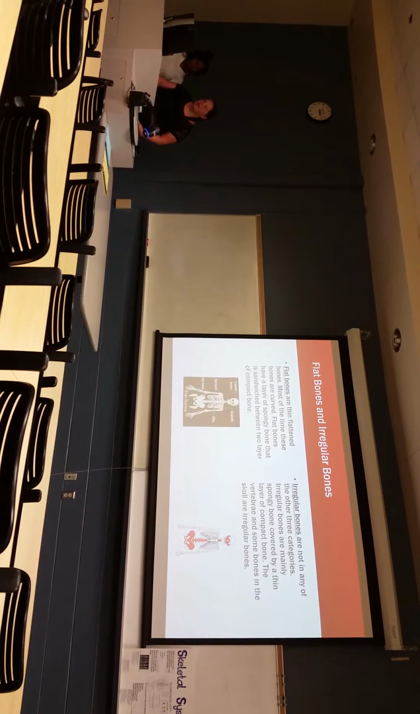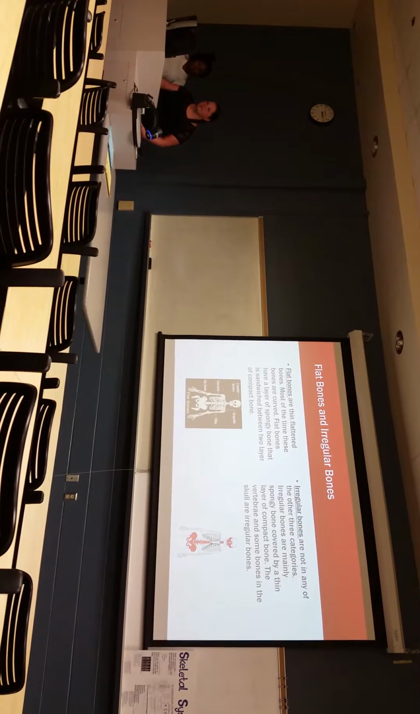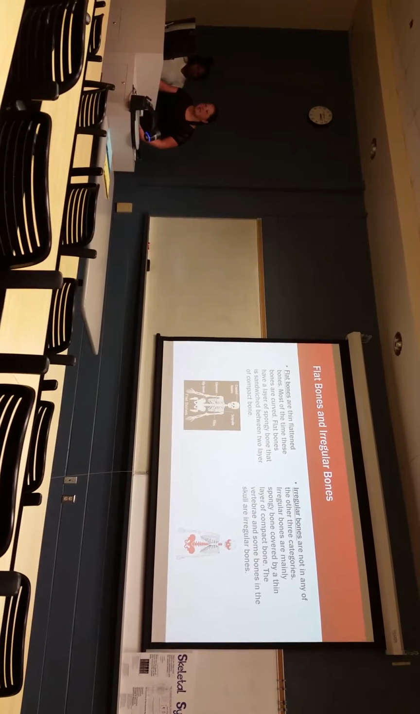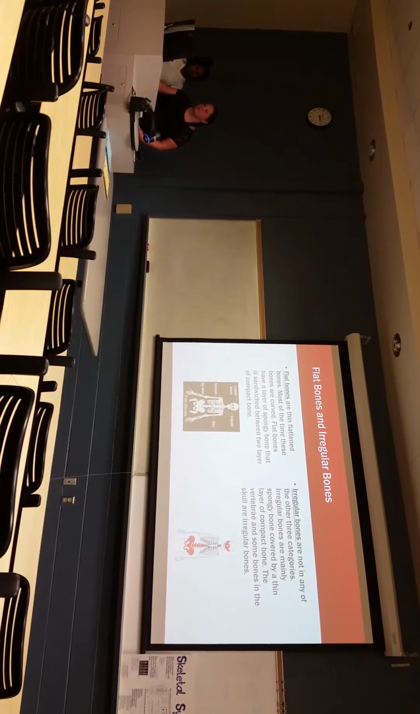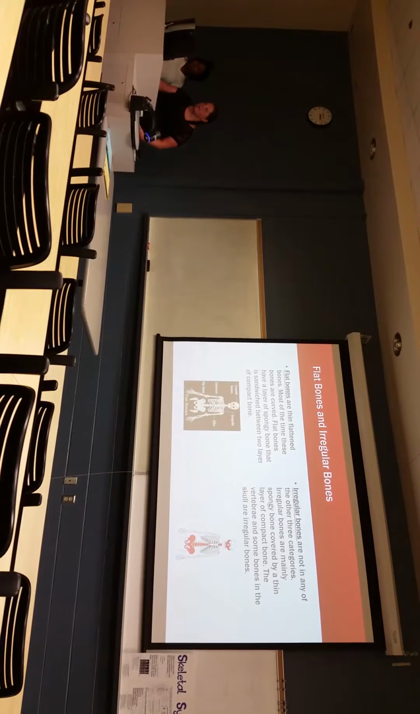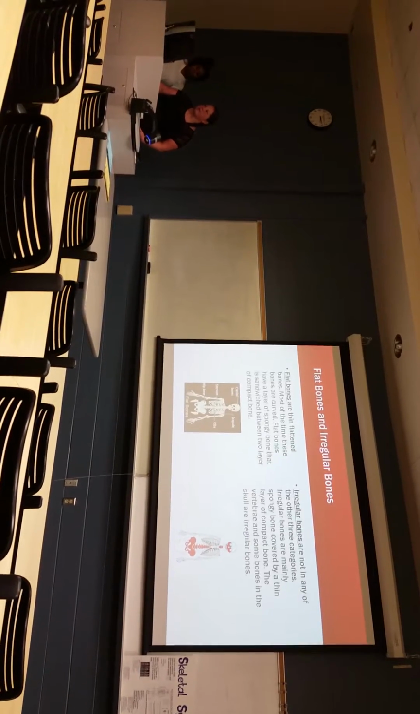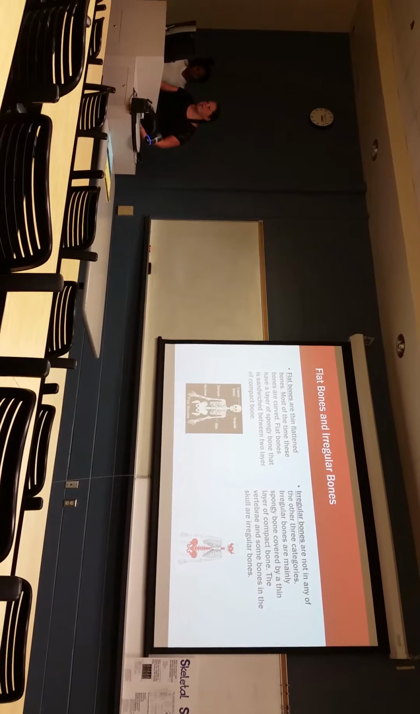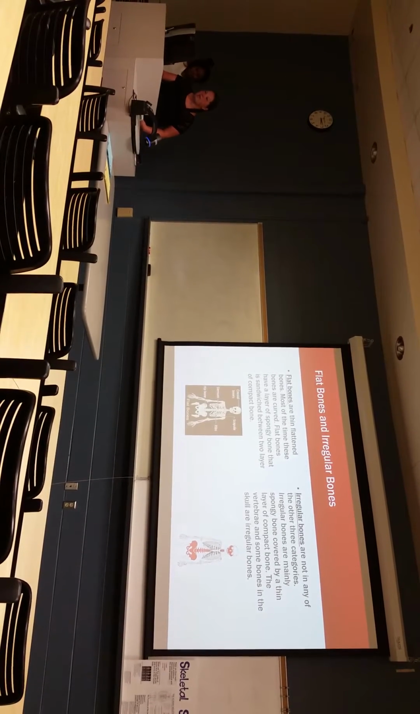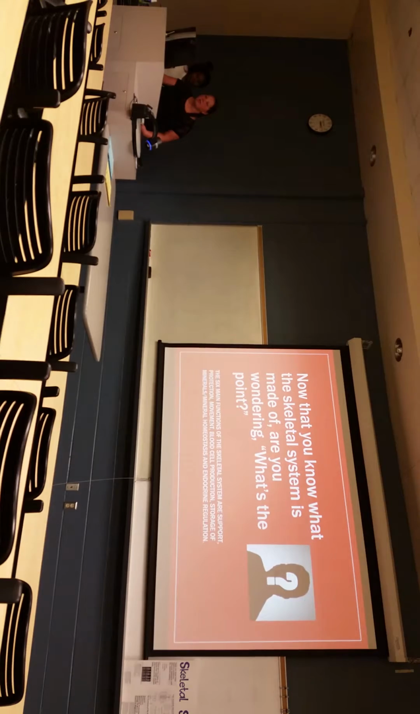Flat bones are thin, flattened bones. Most of the time, these bones are curved. Flat bones have a layer of spongy bone that is sandwiched between 2 layers of compact bone. Irregular bones are not in any of the other 3 categories. Irregular bones are mainly spongy bone covered by a thin layer of compact bone. The vertebrae and some bones in the skull are irregular bones.